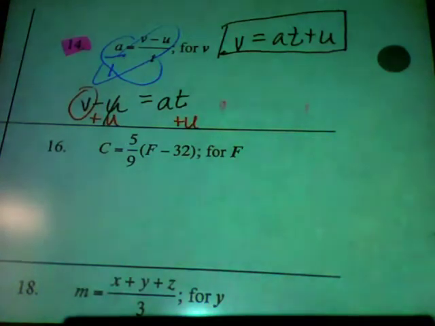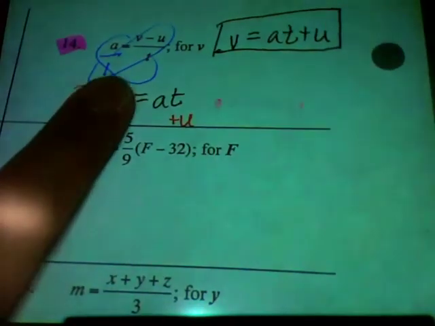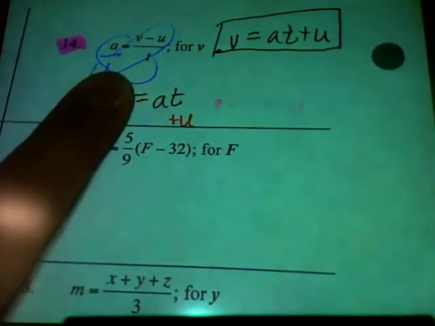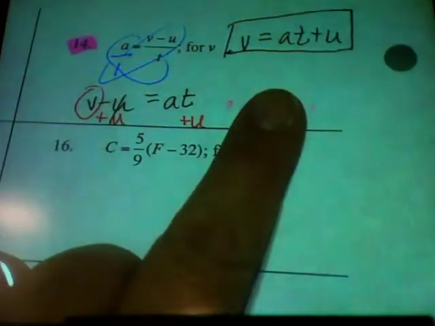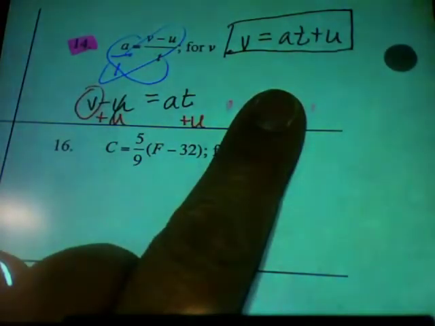Are there any restrictions on this problem? There's no fraction, right? On this one there's a restriction. What's the restriction on this one? T cannot equal 0, right? Because that's the denominator of that fraction.